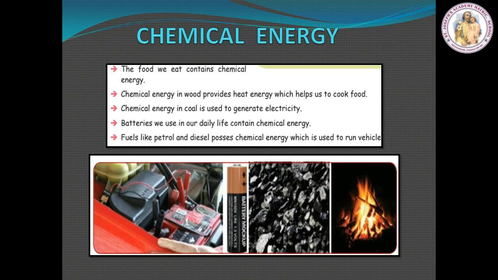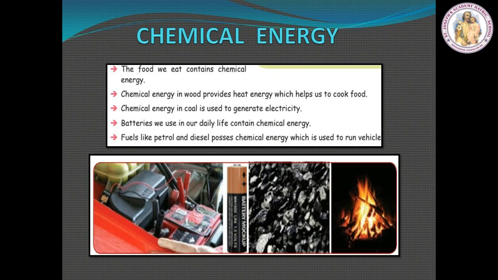Chemical energy. Chemical energy is stored in substances when atoms join together to form chemical compounds. When two or more chemical substances react with each other, this energy is released.